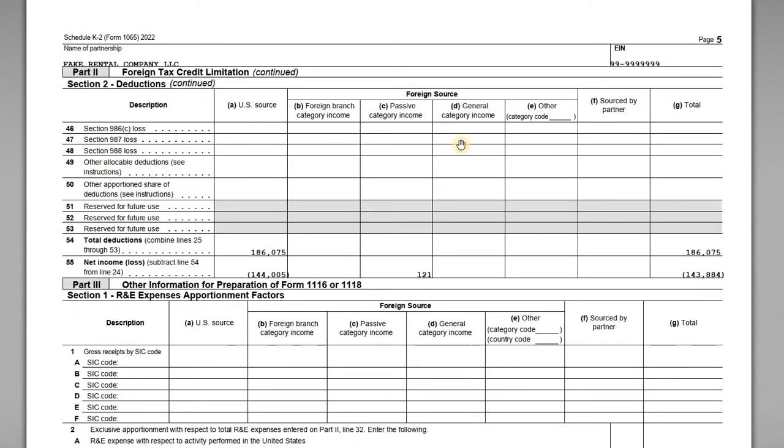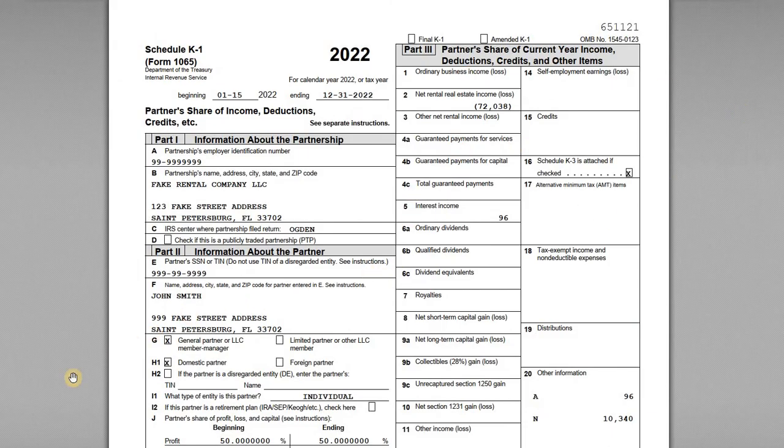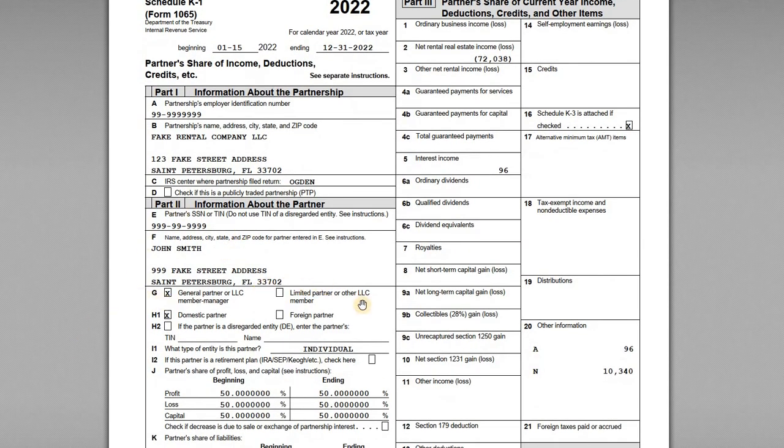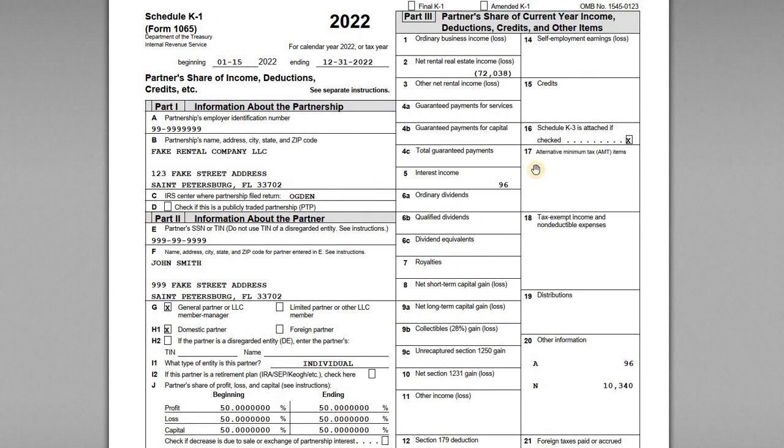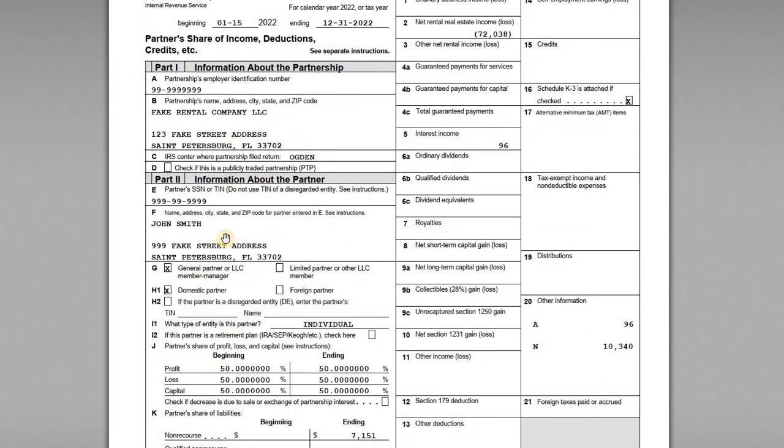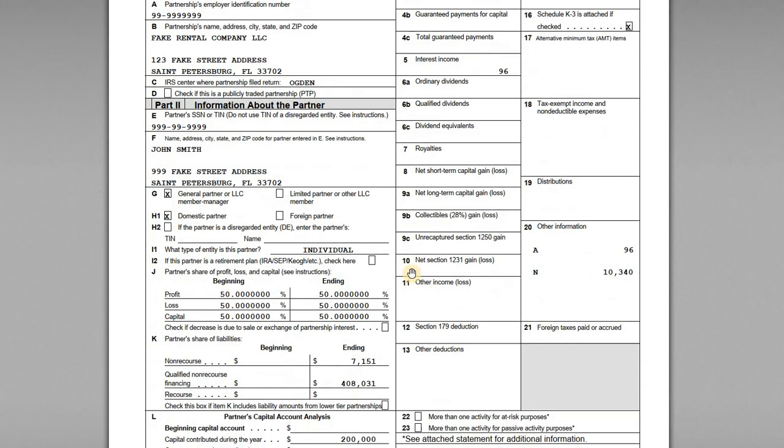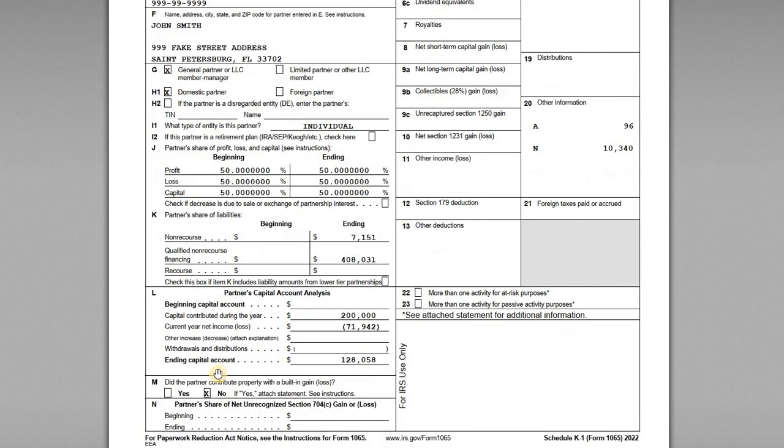All right, so now let's go to the K1 and talk about some of the elements on here. This is the K1 for John. Remember, they're each 50% partners, so everything here should just be allocated 50%. It's just split down the middle. So we've got John's information here, his tax ID number, information on the partnership. And then in section K here and item L is the partner's capital account reconciliation. So that's the capital John put in during the year, his allocation of net income or loss, and then his ending capital account.